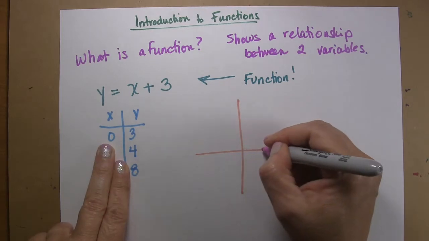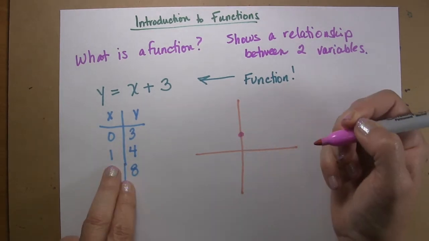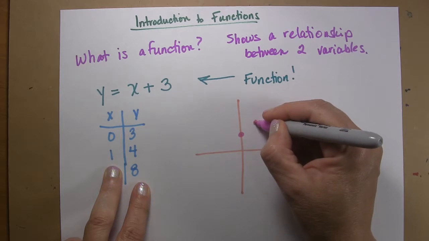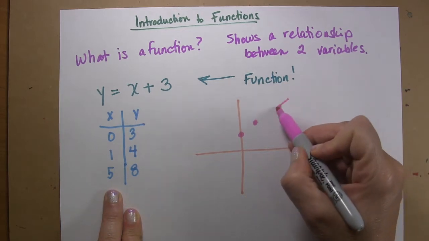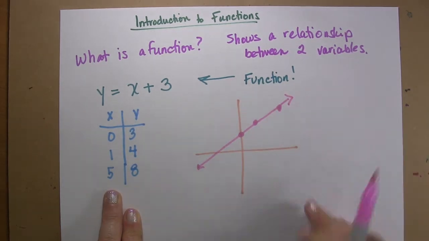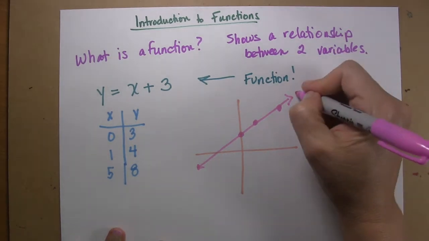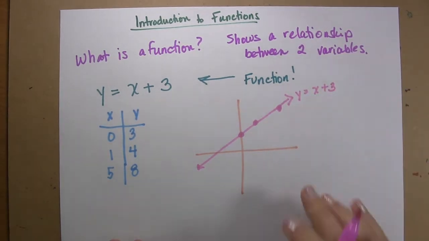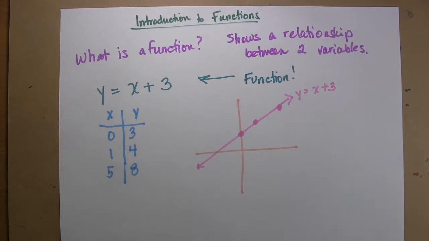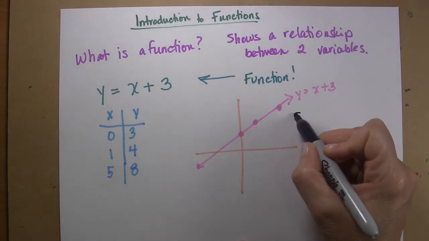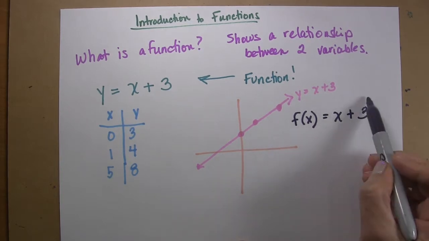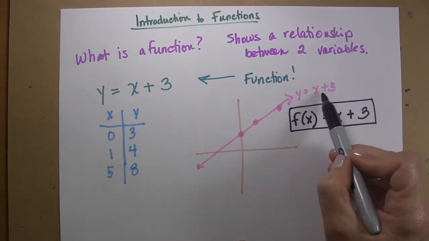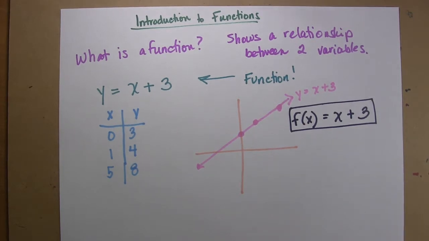Let me see. If x is 0, y is 3. If x is 1, y is 4. If x is 5, y is 8. So our graph looks like that. Right? So this is y equals x plus 3. What we're going to do now is learn a new way to write this. We're going to write it like this. This is the same thing as this, just written in a new way.